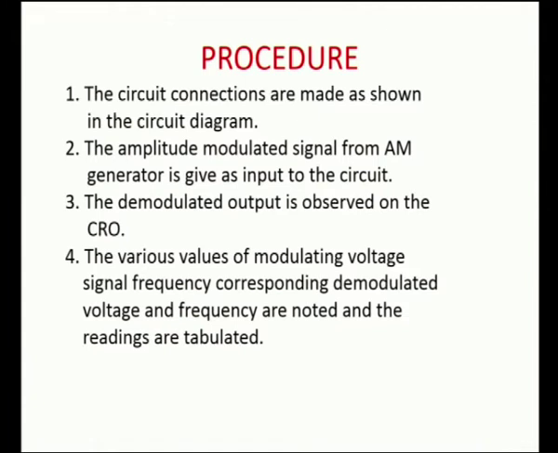The AM modulated waveform is given as input to the circuit. We can observe the demodulated waveform at the output of the diode, that is at the resistor point, using a CRO. The various values of the modulating voltage, signal frequency, and the corresponding demodulated voltage and frequencies are noted, and the readings are tabulated. This is how your demodulation process is completed.